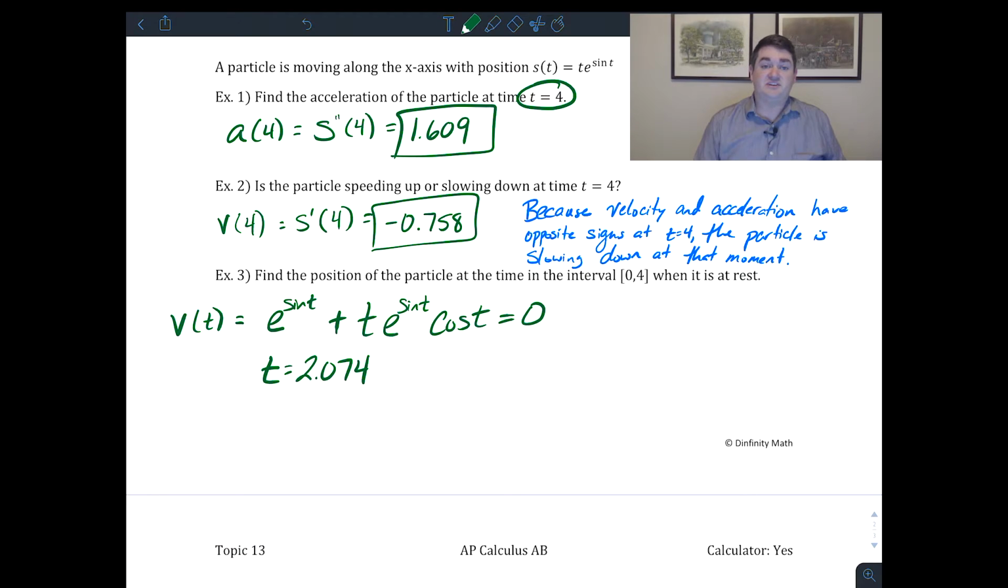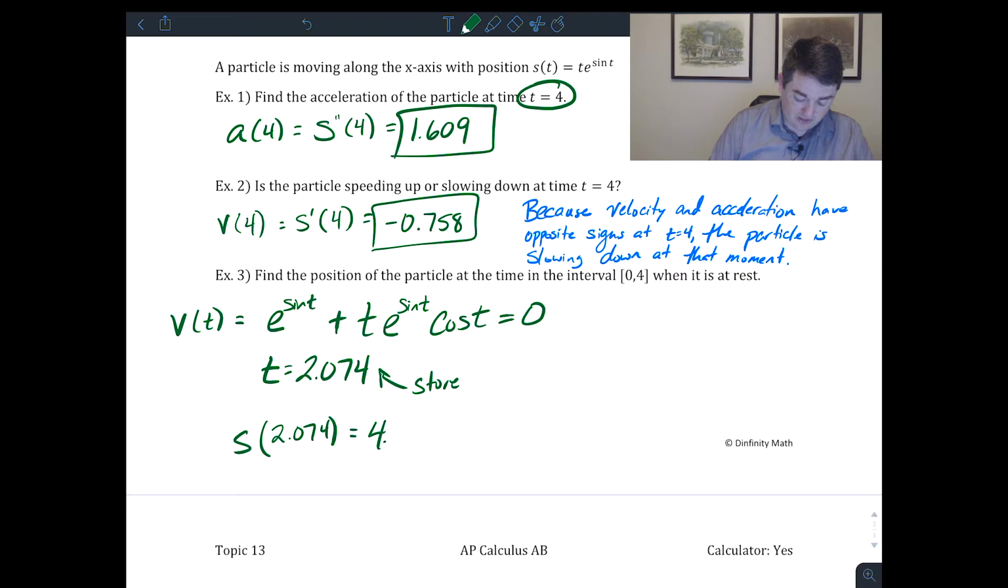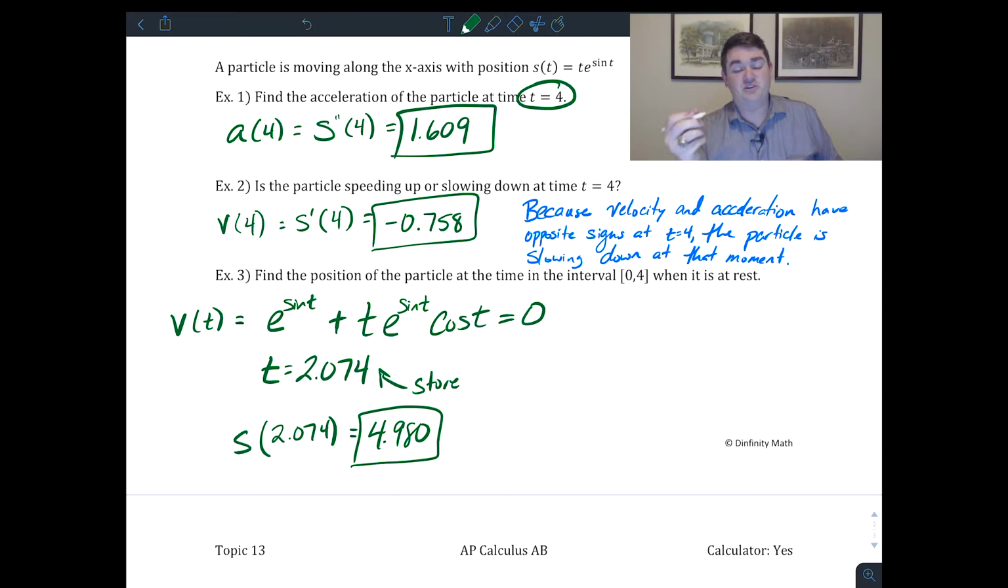And that's it. So the velocity is positive until 2.074, and then it's negative until after it crosses time equal 4. So it's only going to change direction one time in the interval. So the problem is saying find the position of the particle at that specific time. So here's my recommendation. Take that value that you just solved and store it in your calculator so that you can use the exact value and plug that into your position function. So my position function evaluated at 2.074 is 4.980. And that's using the exact value, which you want to do as long as you can.